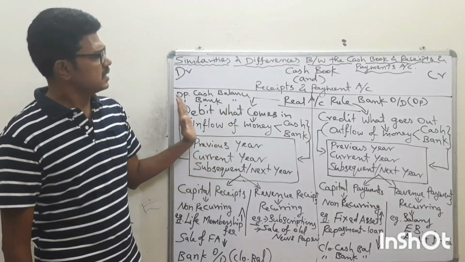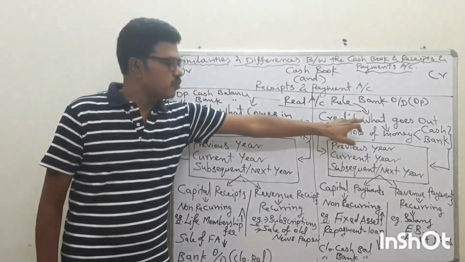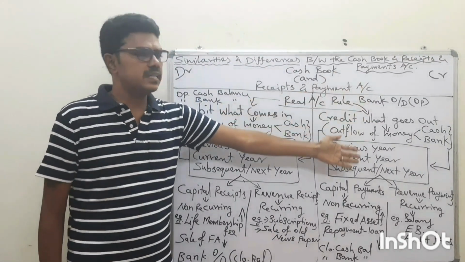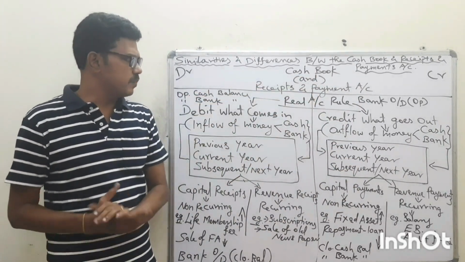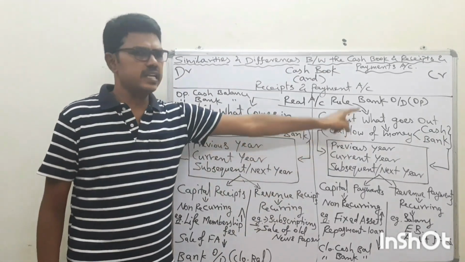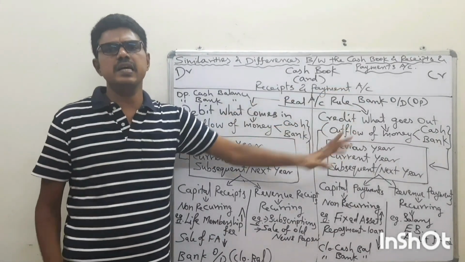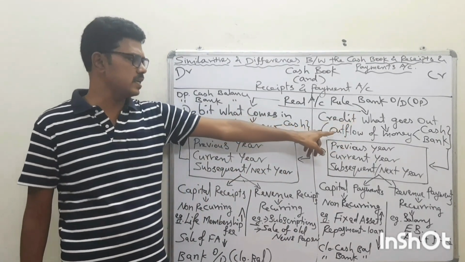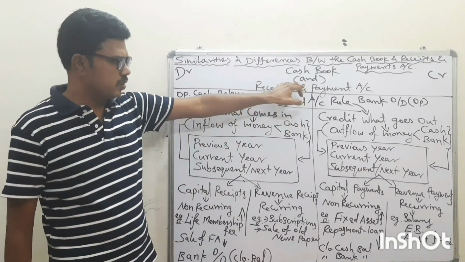Opposite to this, what does the real account say? Credit what goes out. Credit what goes out is followed to enter the transactions in the credit side of the cash book or receipts and payments account. Outflow of money in the form of cash or through bank must be recorded in the credit side of the cash book or receipts and payments account.